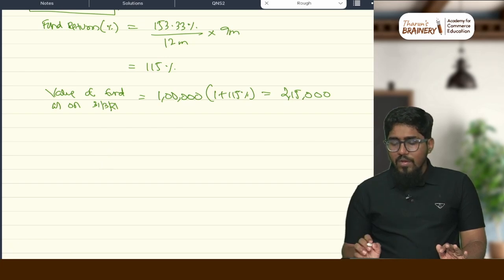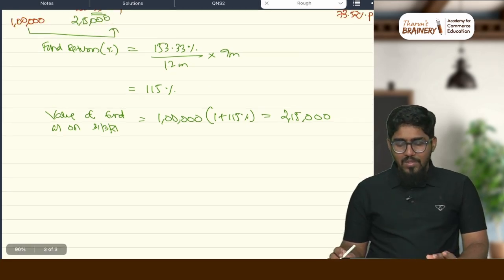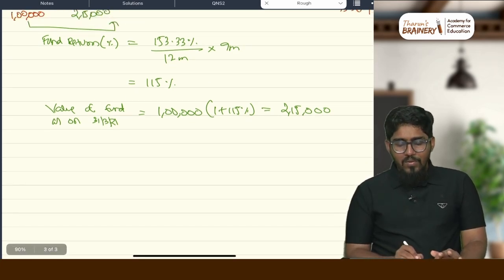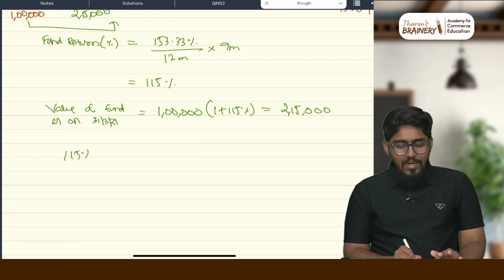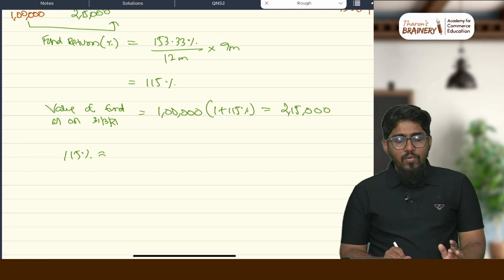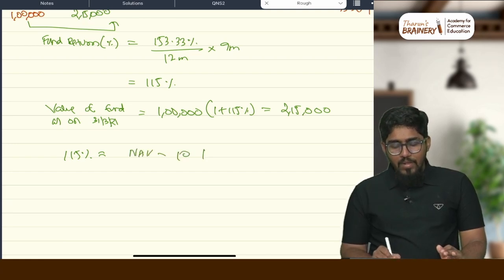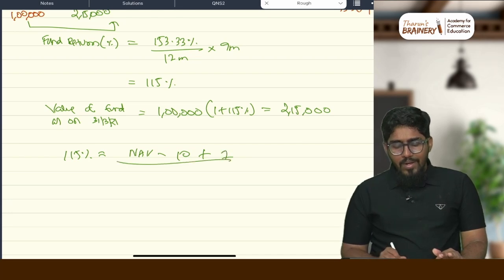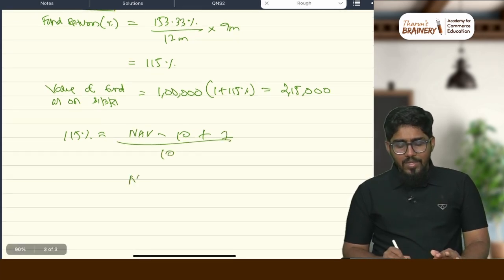You have found out that the value of the fund is 2,15,000 rupees. Now this you already know. What is the fund return? This 115% is nothing but the NAV at the end, which you don't know, plus NAV at the beginning, plus your dividend reinvestment of 1 rupee divided by 10. So if you do this, you will get the NAV.